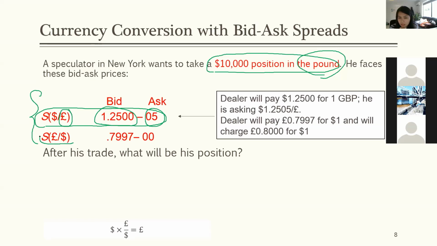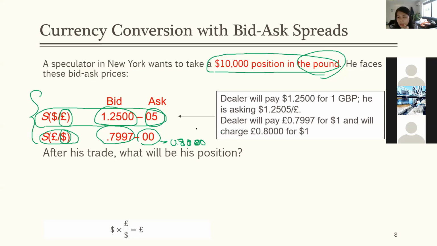Conversely, if we are looking at the dollars, if we look at the reciprocal exchange rate, if the bank is buying the dollar, they will be buying at this rate. And if they sell, they'll be selling at this rate. So this means 0.7980. Okay. Sorry, that was wrong. That would be 0.80.